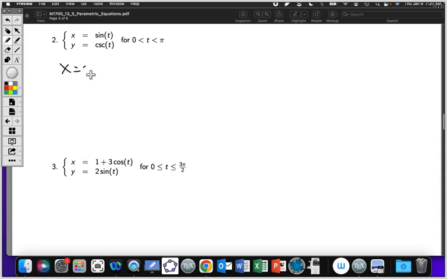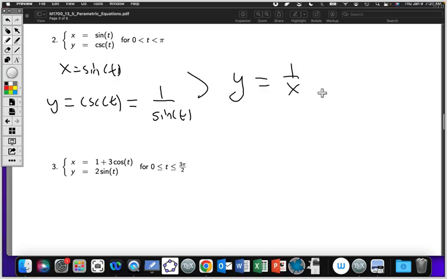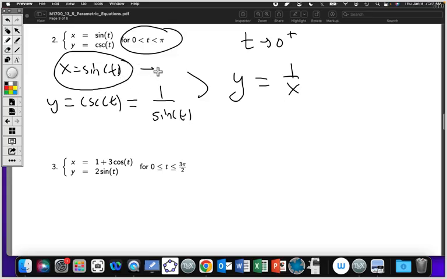So let's see if we can explain that by eliminating the parameter and looking at what's going on here. So x is sine of t, y is cosecant of t, which is 1 over the sine of t. Just like in the previous example, I don't really need to solve for the parameter t itself. I can see the relationship y equals 1 over x. And I know that as t goes to 0 from the right, x is going to go to 0 from the right. x will become a small positive number, which means that the y is going to go off to infinity.